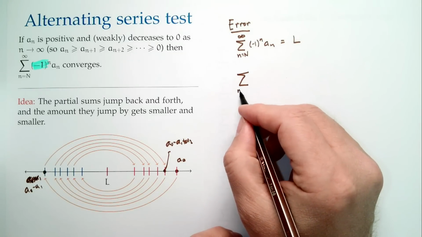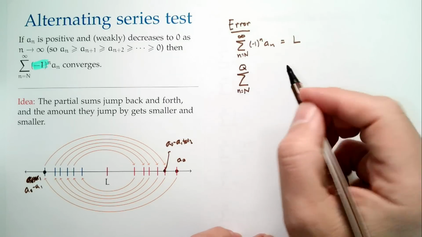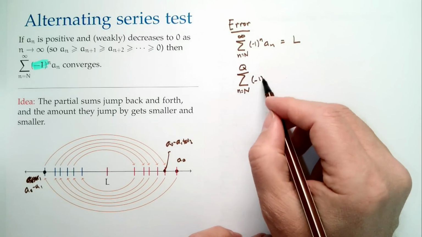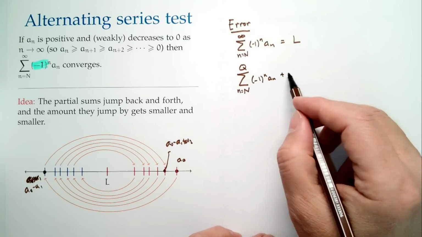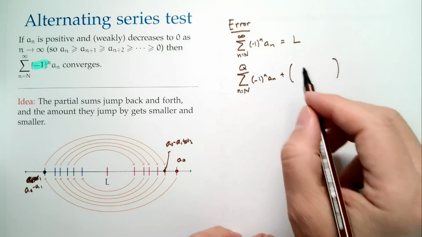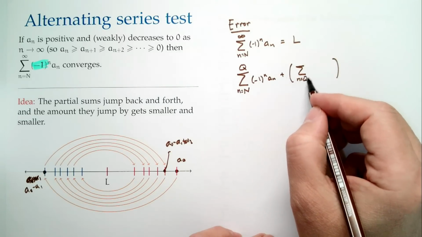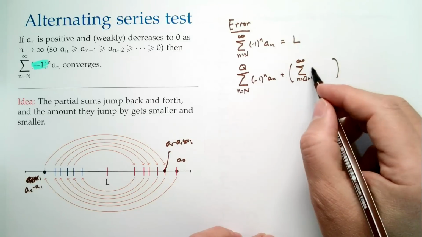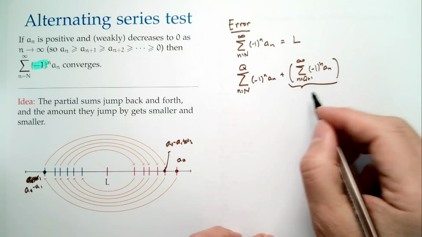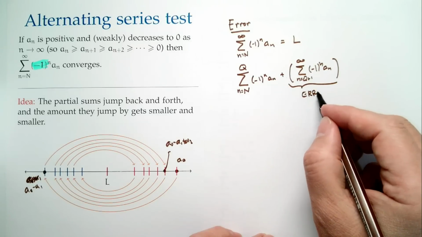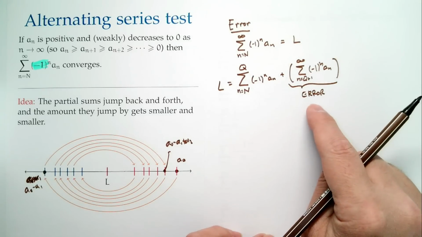So suppose I start at capital N and I go to some number, I'll call it capital Q. I just need some number. Plus, there's an error term. The error term is everything that's left. That would be starting at the next term and going to infinity, the sum of (-1)^n a sub n. So this is our error term: how far off we are from L.